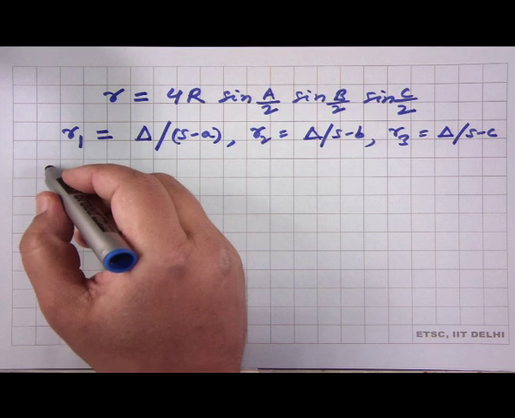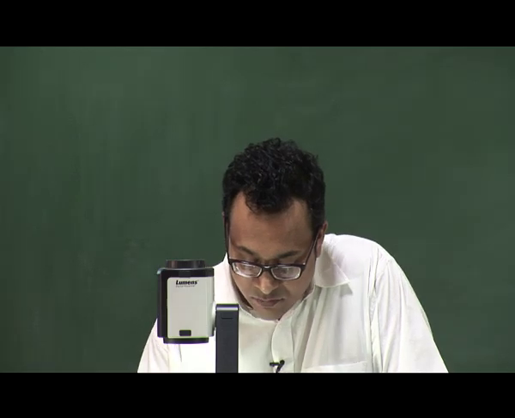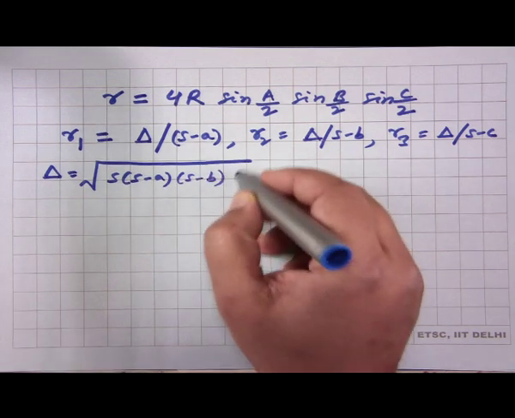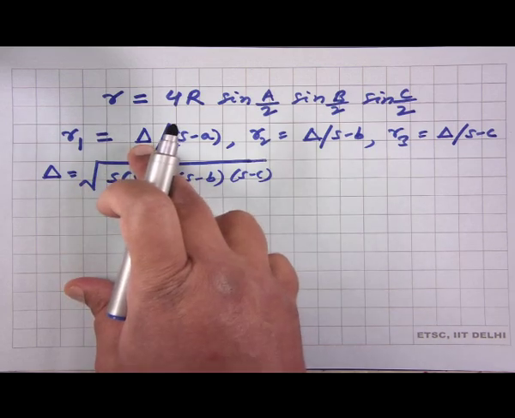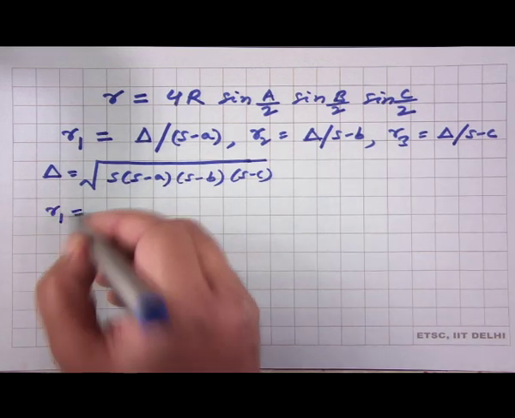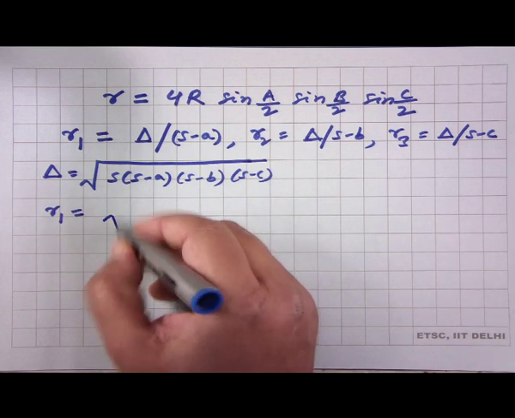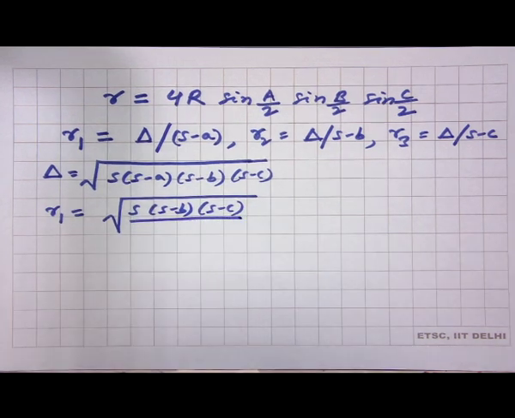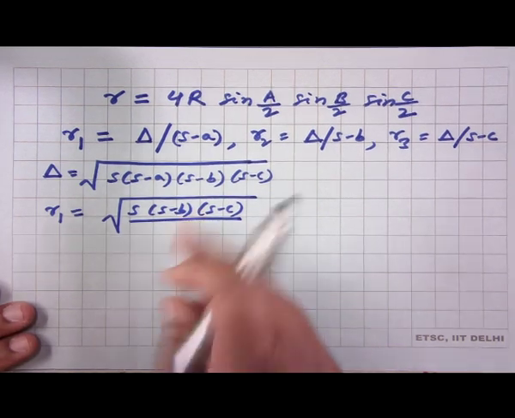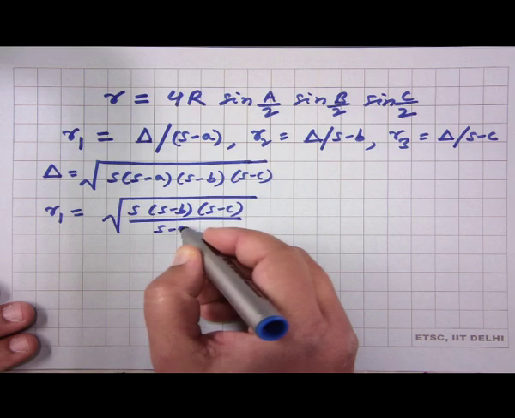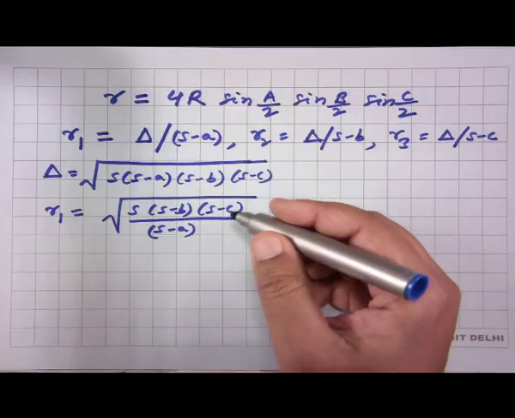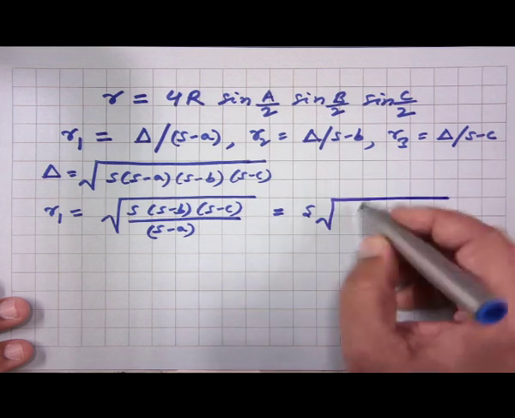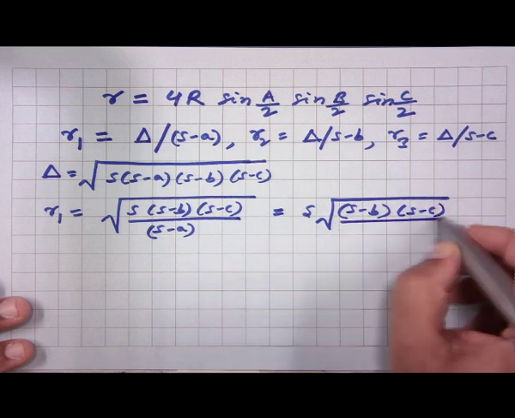But from Heron's formula, we know that the area is simply the square root of s times s minus a times s minus b times s minus c. So, if we replace the area here by this expression, we get that r1 is equal to the square root of s into s minus b into s minus c upon s minus a, since there is a division by s minus a. We will get s minus a in the denominator inside the square root, and this can also be written as s times the square root of s minus b into s minus c upon s into s minus a.